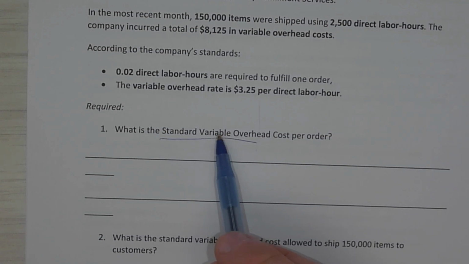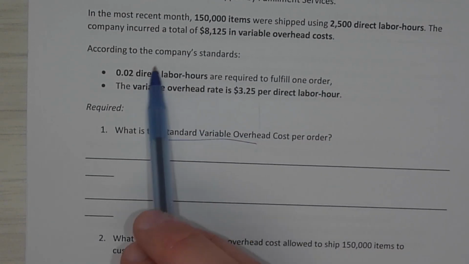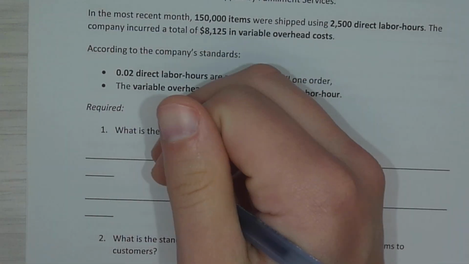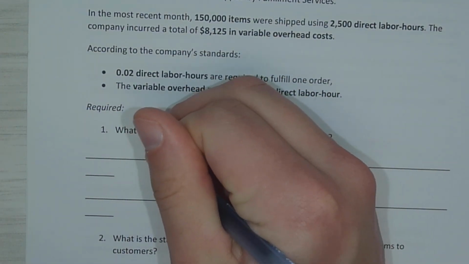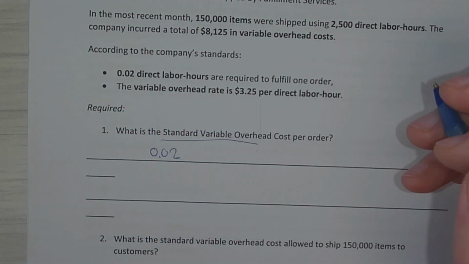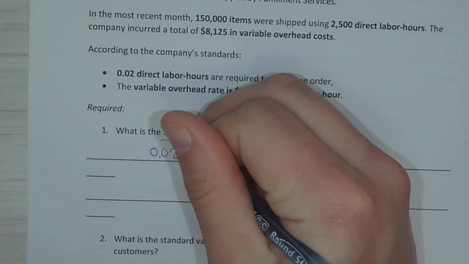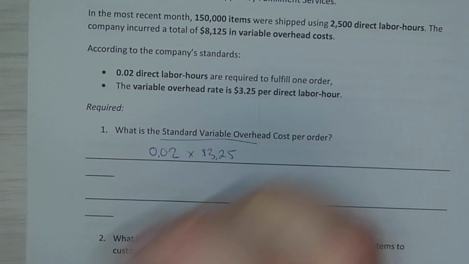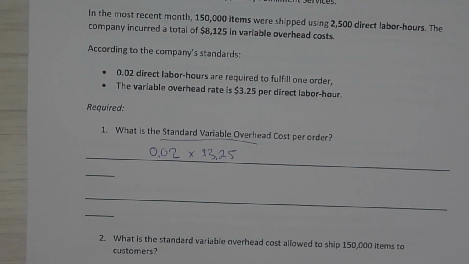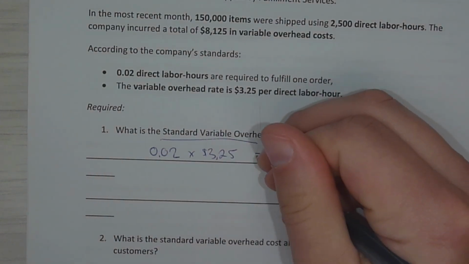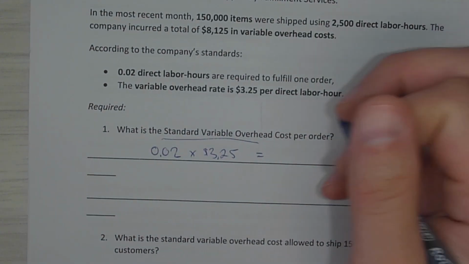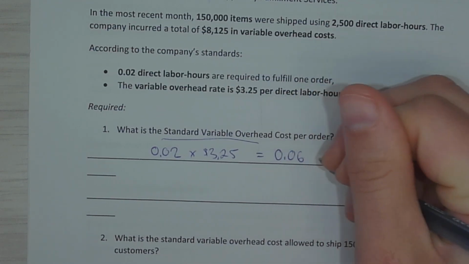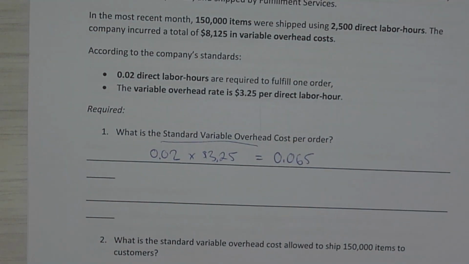The standard means what it should have cost, and we use our company standards for that. So per order, there are 0.02 direct labor hours used for each order, and each labor hour costs $3.25. So each separate item shipped costs $0.065 each.